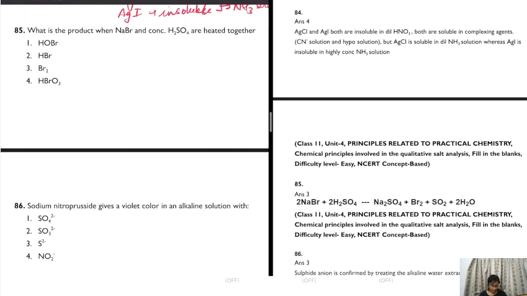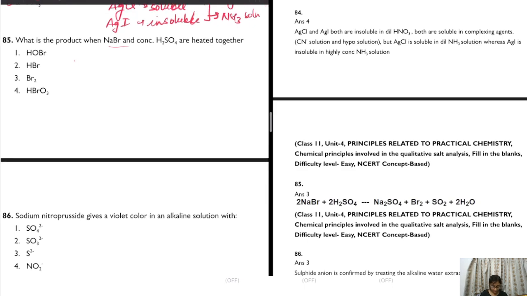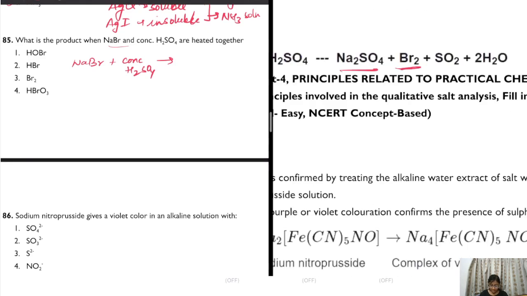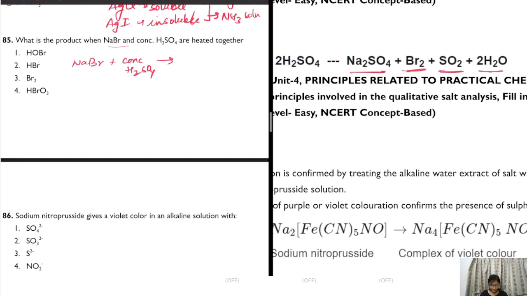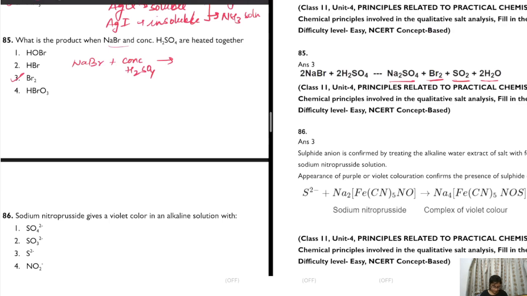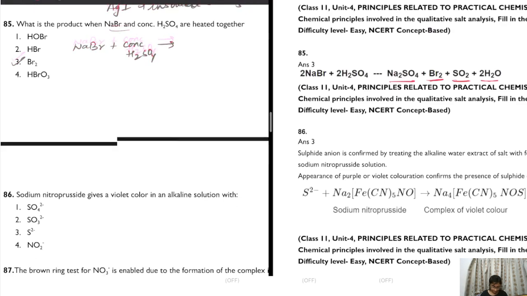Let's see the next question. What is the product when NaBr and concentrated H2SO4 are heated together? Let's see. It forms Na2SO4, Br2, SO2, and 2H2O. So we get bromine. Now let's see the next question.